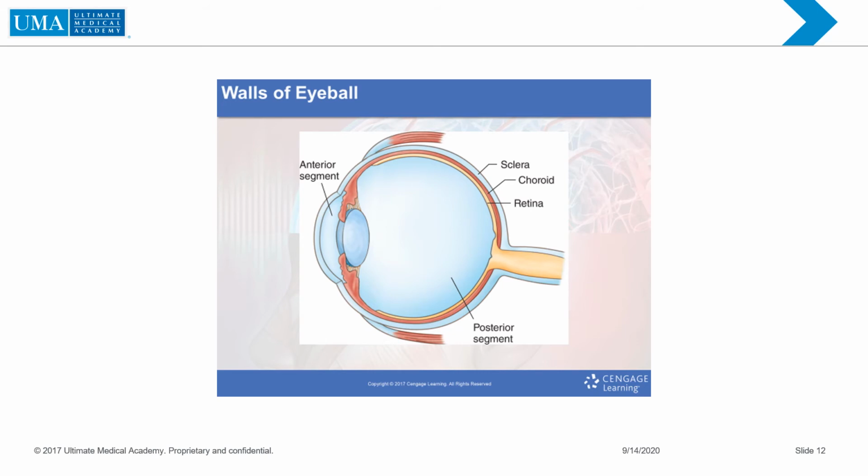And the last layer is the retina, the sensitive, innermost layer that lines the posterior part of the eye. Our retina receives nerve impulses and transmits them to the brain via the optic nerve. This is also known as the second cranial nerve that may have been discussed in a previous chapter.